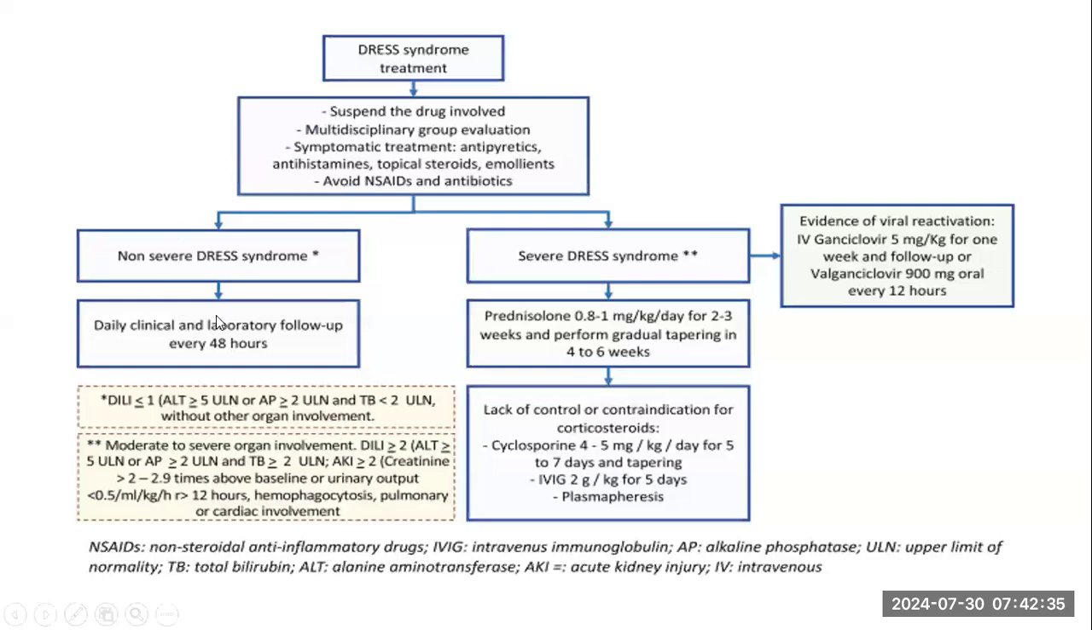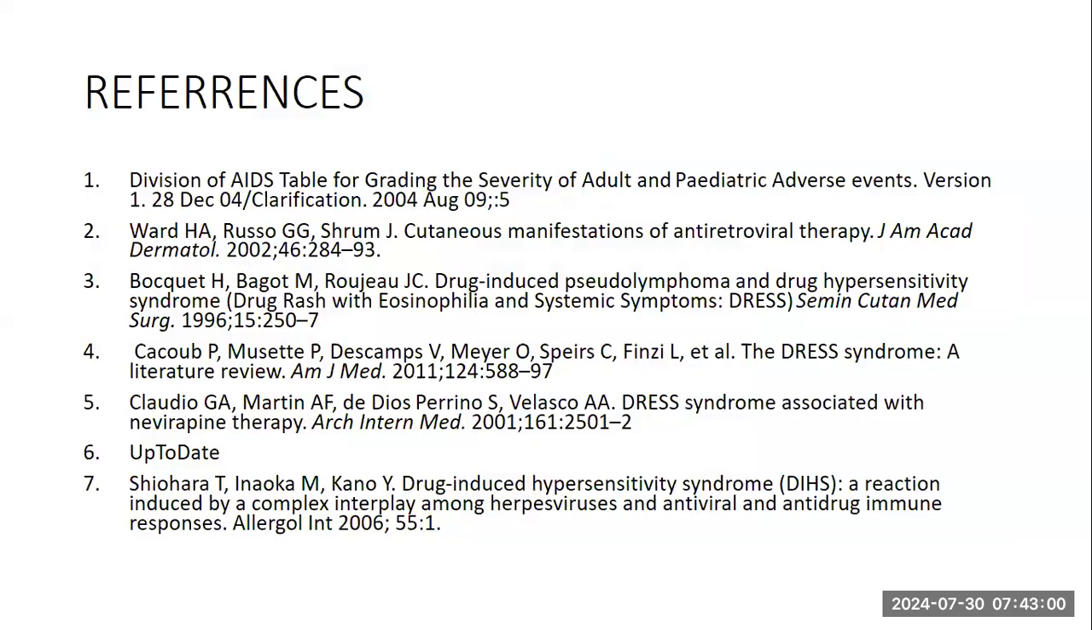In terms of non-severe cases, you can monitor the patient, but when it's severe, you can use prednisolone, as I said, methylprednisolone for 4 to 6 weeks, and then monitor the patient. There may be other options to use, especially if the patient is not improving. And if it is being caused by viruses, then you have to give ganciclovir and then valganciclovir to help the patient. So these are my references.